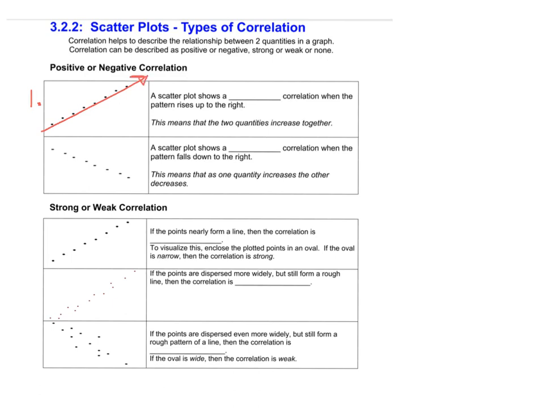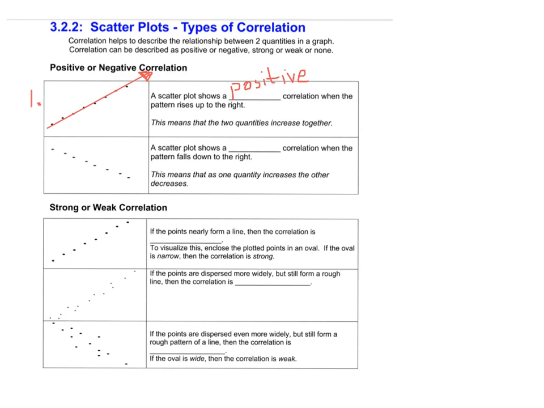If you were to take a ruler and actually draw a line of best fit, you're going to get something that looks like this. And we can see when we read this from left to right, this is increasing. It's going up and to the right. This scatter plot shows a positive correlation when the pattern rises up to the right. This means that the two quantities are increasing together.